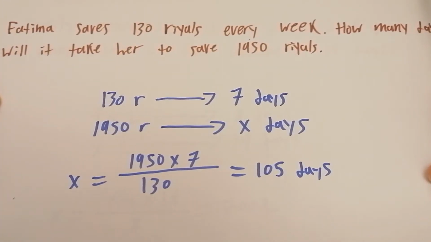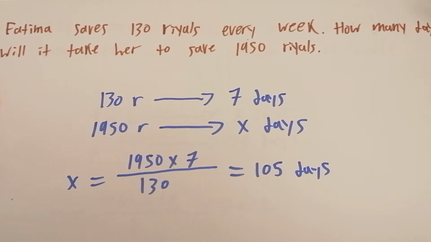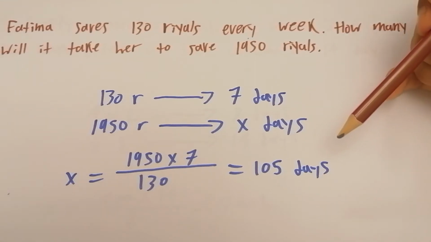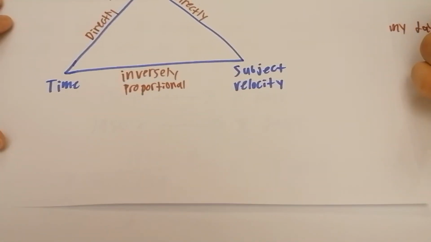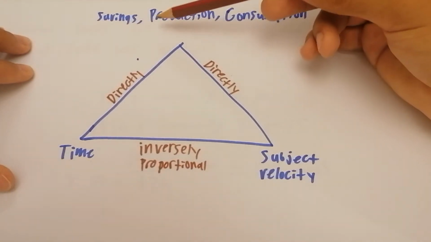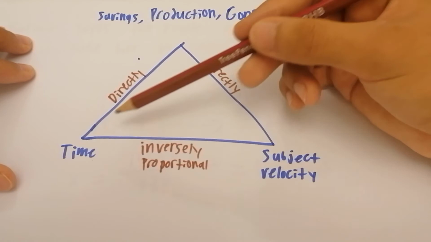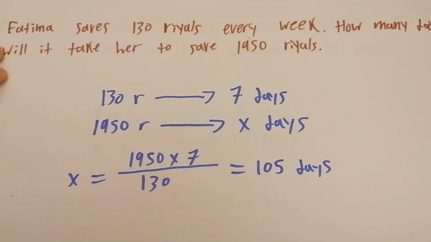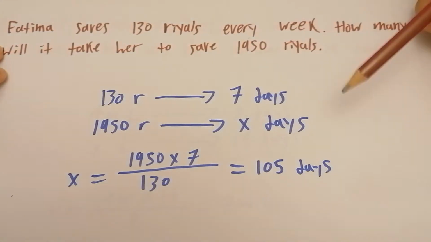Fatma saves 130 riyals every week. How many days will it take her to save 1,950 riyals? Now, if we go back to the triangle, we notice that if there is a relation between savings and time, this indicates a direct proportion. And this is the case that we have here, a relation between savings and time.